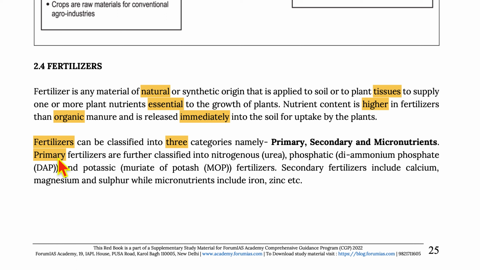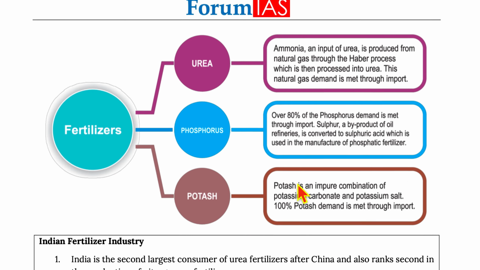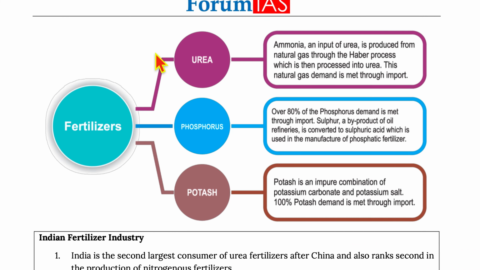Primary fertilizers are further classified into nitrogenous, that is urea, phosphatic, that is diammonium phosphate, DAP, and potassic, that is muriate of potash fertilizers. Secondary fertilizers include calcium, magnesium, and sulfur, while micronutrients include iron, zinc, etc. Now, this would be the fertilizers division into urea, phosphorus, and potash.